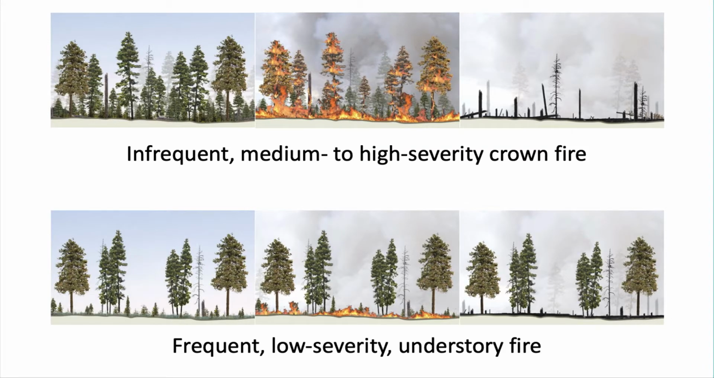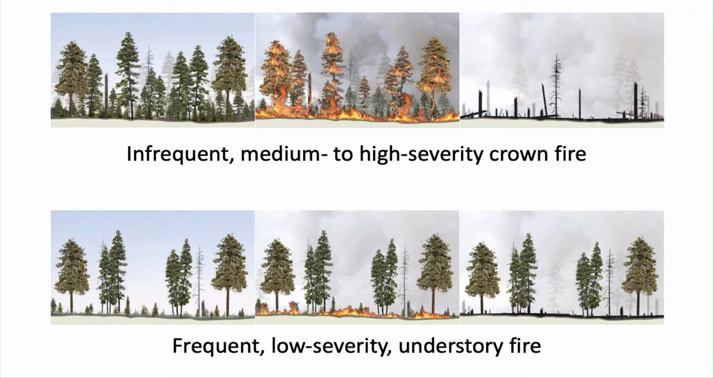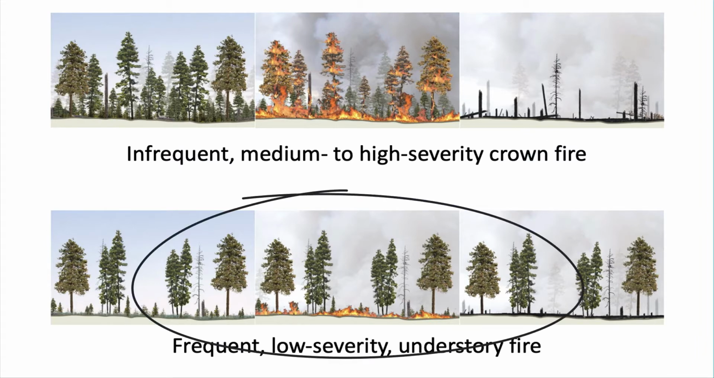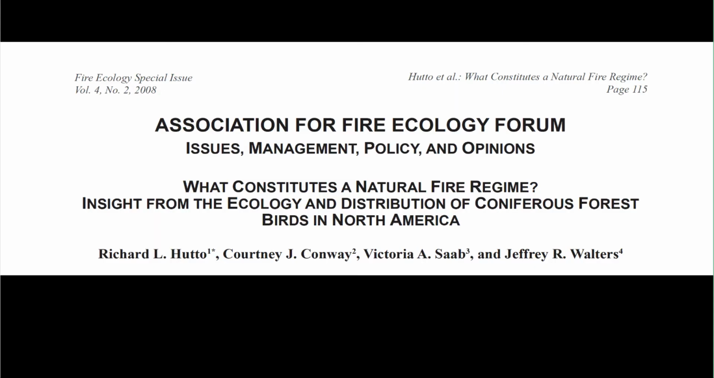Let's start with the two broad fire regime categories. The infrequent high to mixed severity fire regimes, which occur in forest types that burn at least to some extent into the tree canopy, and the frequent low severity fire regimes, which occur in the more open grown dry forest types, where crown fire is thought to be absent. The ecological approach to understanding which fire regime occurs naturally in any particular vegetation type is to ask the plants and animals which one must have been the backdrop against which they evolved. It's as simple as that.